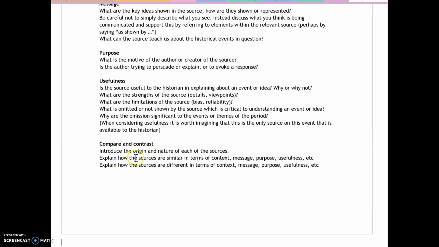Compare and contrast is really looking at how they are similar and how they are different. Okay, so they're the skills, the concepts around the questions.